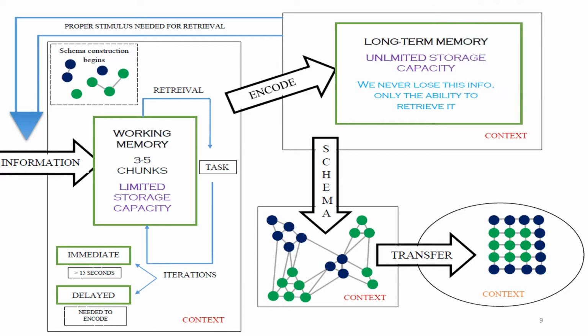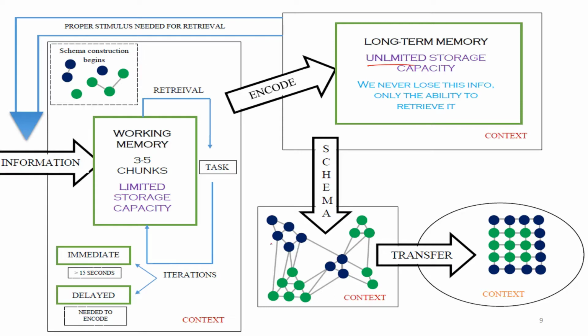Just a brief overview of the learning process. Information comes in and goes into working memory. That's where your schema construction begins. And then once we do some tasks to retrieve this information, it gets encoded into our long-term memory, which has unlimited storage capacity. So we never actually lose any information that we store there. We only lose the ability to retrieve that information. Just because I can't recall it on the spot doesn't mean it's not there. I need a proper stimulus to be able to retrieve that information.